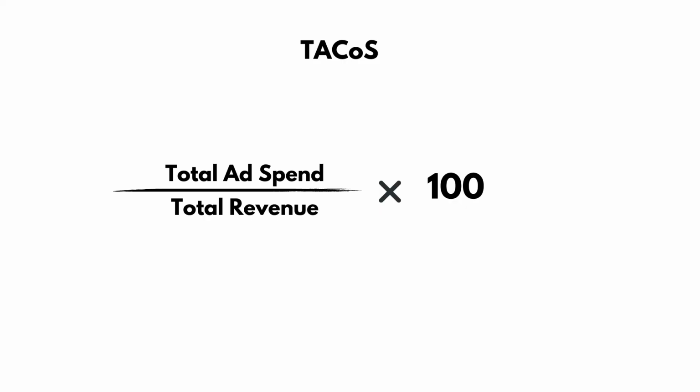Now, of course, there's a formula to figure out what your TACOS is if you want to do it manually, and that's your total ad spend. You divide that by your total revenue and you multiply it by 100, and you get your TACOS as a percentage, of course, because that's how it needs to be displayed.